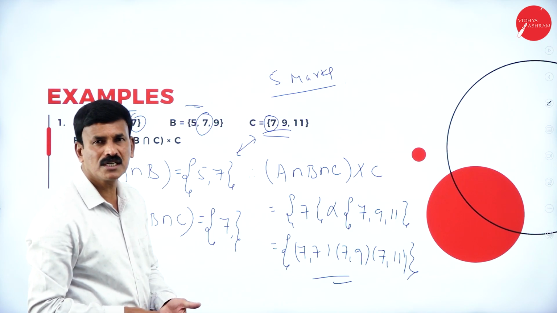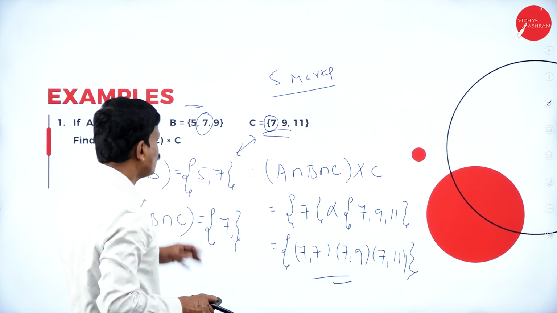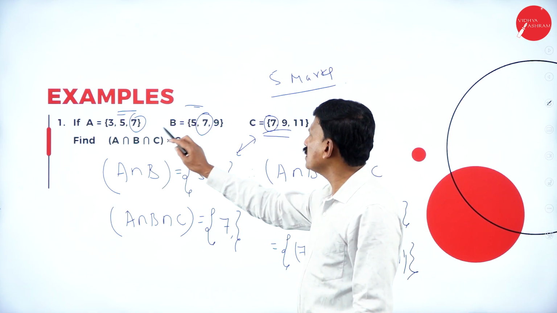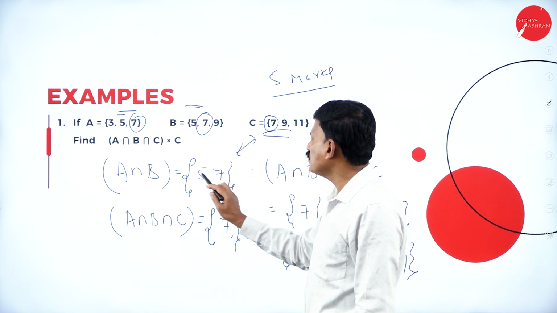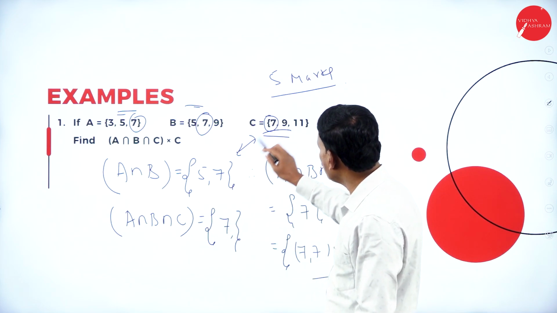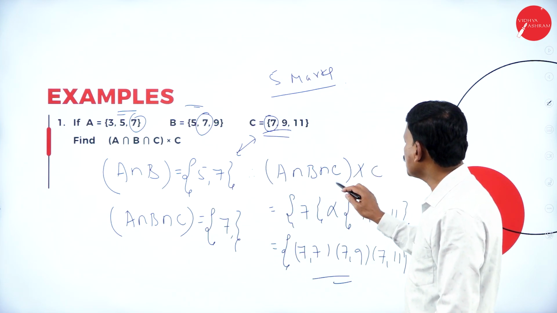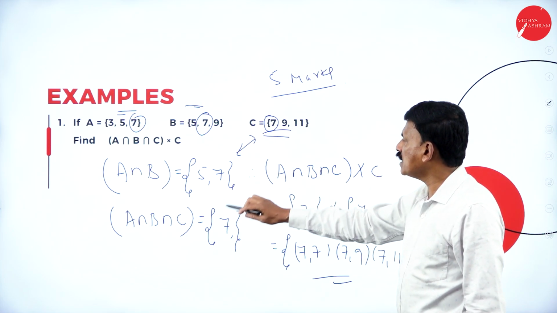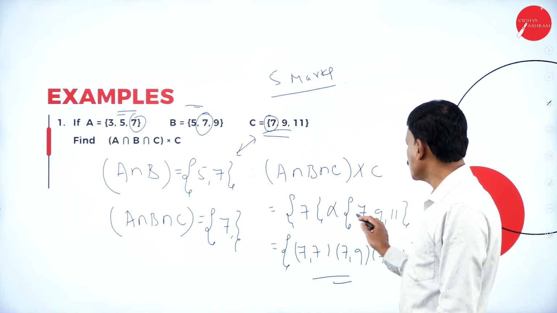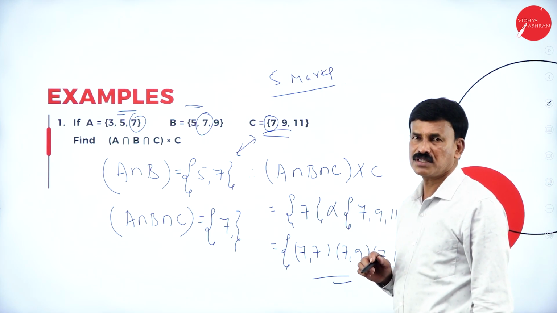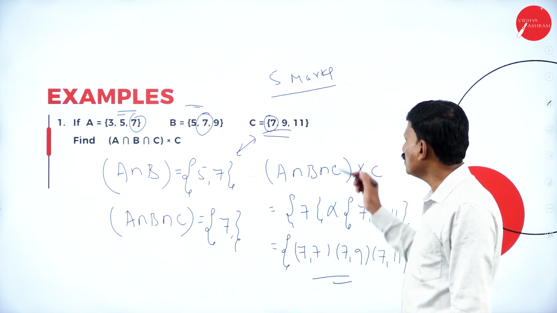If you do this much, you will get 5 marks. So just find the common element in all these three sets. The common element is 7. So A intersection B is 5, 7. A intersection B intersection C is 7. The common in these is 7. Now (A intersection B intersection C) cross C, the Cartesian product, is this: 7 comma 7, 7 comma 9 and 7 comma 11. This is how we are going to solve the problem.